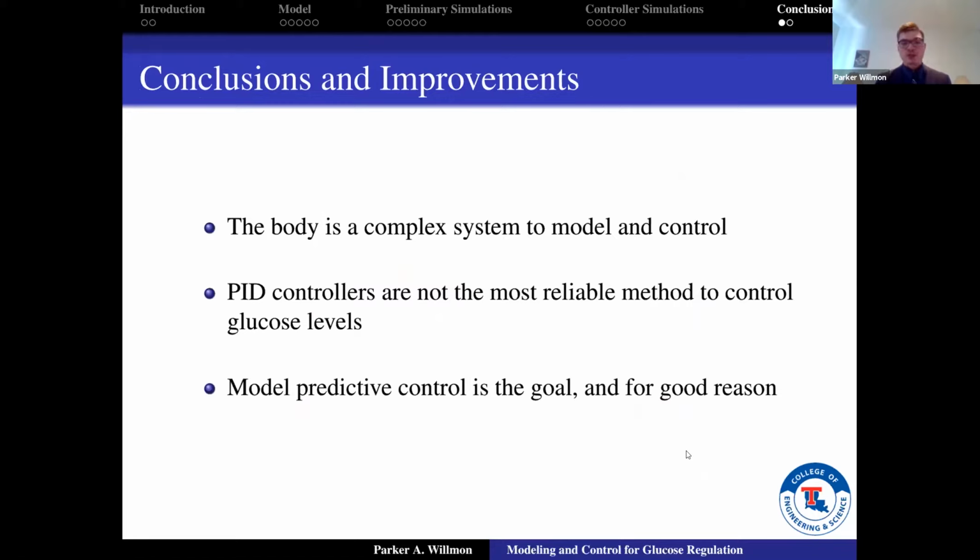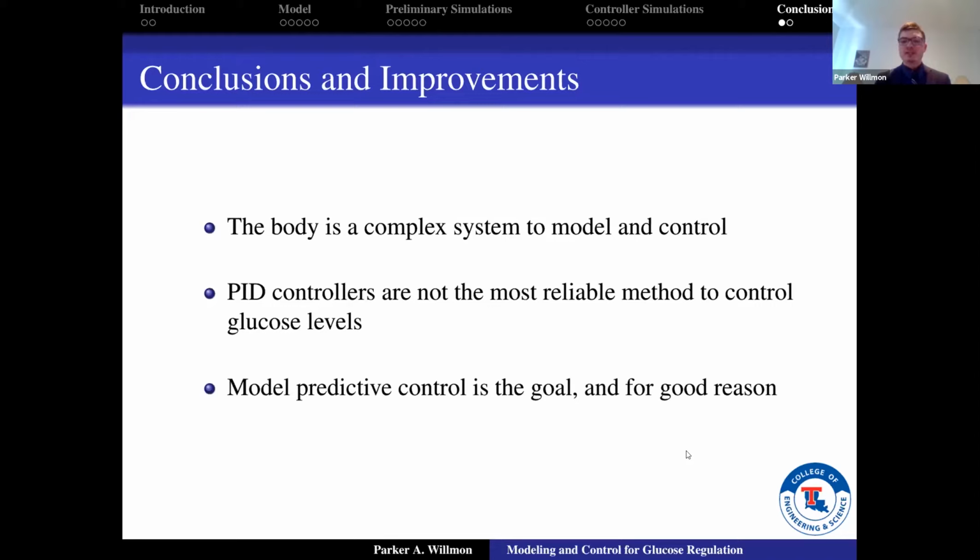PID controllers are also not the most reliable method to control glucose levels in and of themselves. The derivative gain is set much higher than the integral gain, because you want insulin to get to the bloodstream quickly so that the blood sugar does not spike, whereas the integral floods the body with insulin after the fact, which can drop it very quickly.